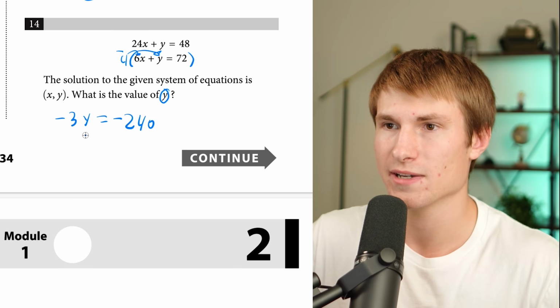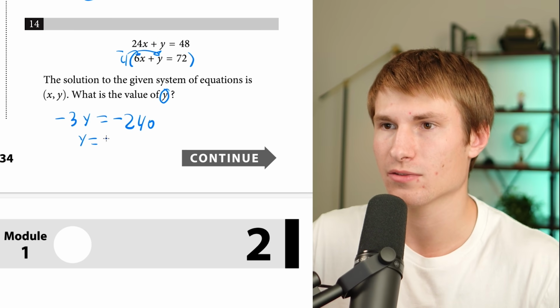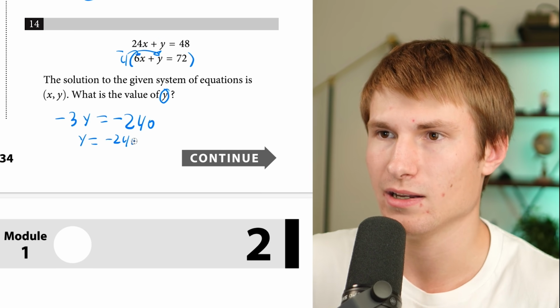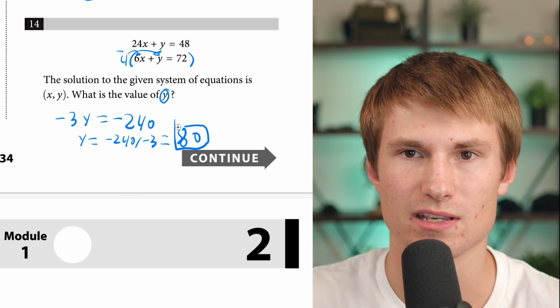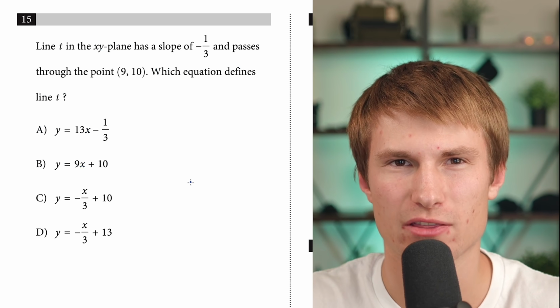So from there, we isolate y by dividing both sides by negative 3. So we can go ahead and divide both sides by negative 3. And that's going to leave us with positive 80 as the value of y. So our answer there is 80. Here's a trick to solve this SAT math question way faster.